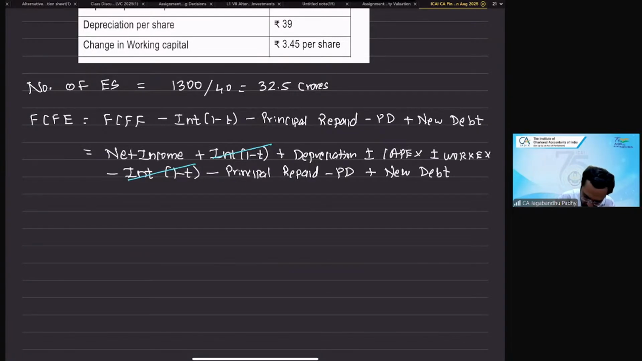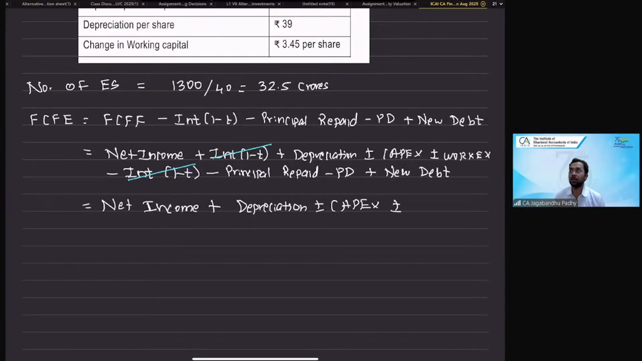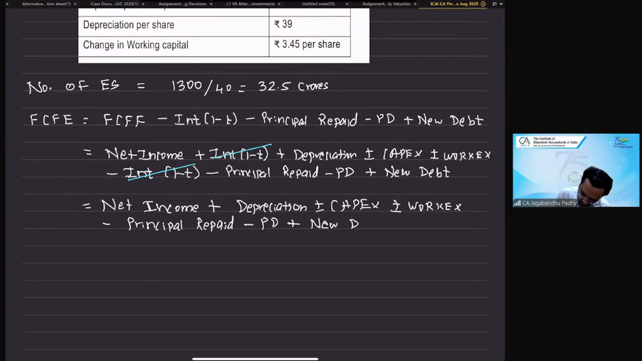Right? And essentially, this comes out to be what? Net income. You add to it depreciation. Then less capital expenditure, and then further less working capital expenditure, less any principal repaid, minus preference dividend, plus the new debt to be raised. Right? So this is your free cash flow for equity.